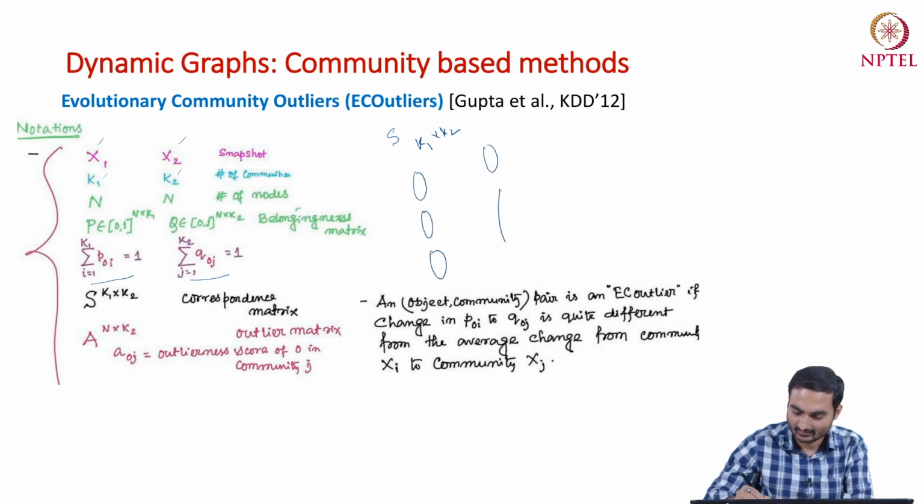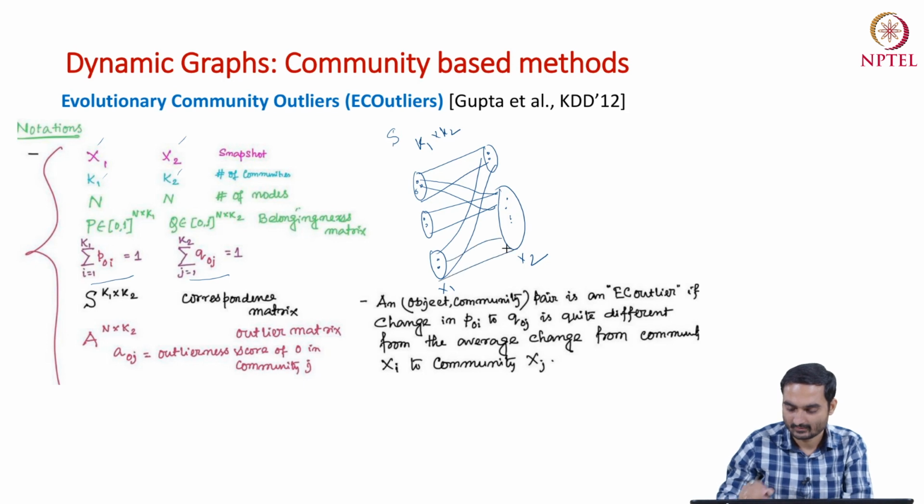It basically says that, say there are some nodes here, some of the nodes move to this community, and the remaining nodes move to this community. So, this S is an association matrix between the K1 communities and the K2 communities. And this association matrix or correspondence matrix is something that we learn.